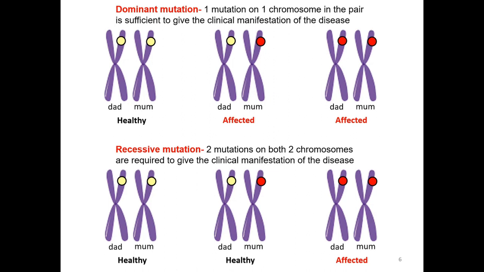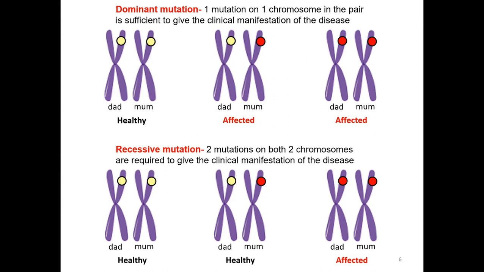The individual in the middle, however, will have the wild type sequence from dad, and the mutation will be inherited from mum. And since this is a dominant mode of inheritance, the mutation is dominant, so therefore this individual will be affected with the disease. So we will see the phenotype induced by the mutation.